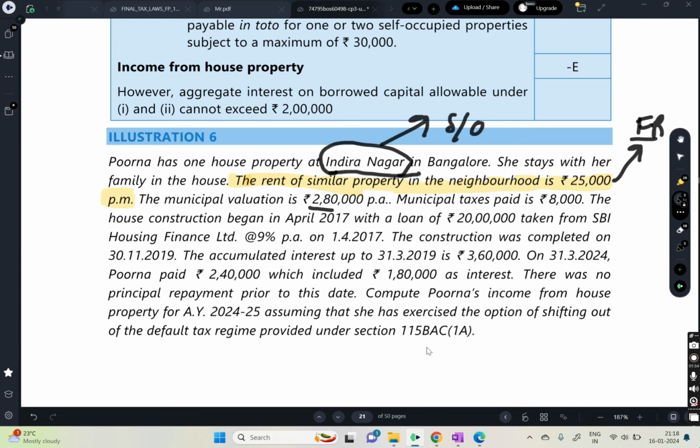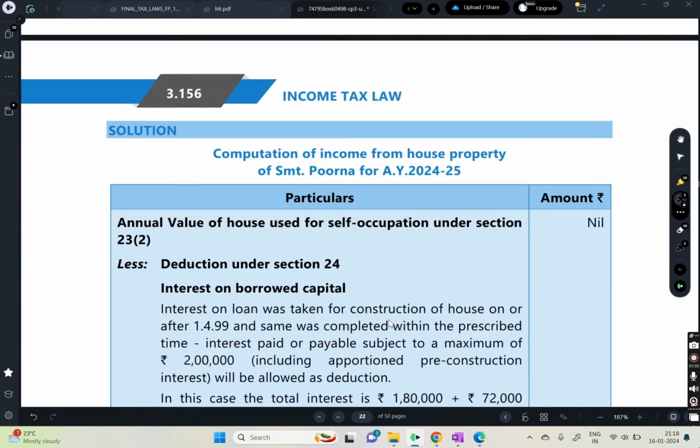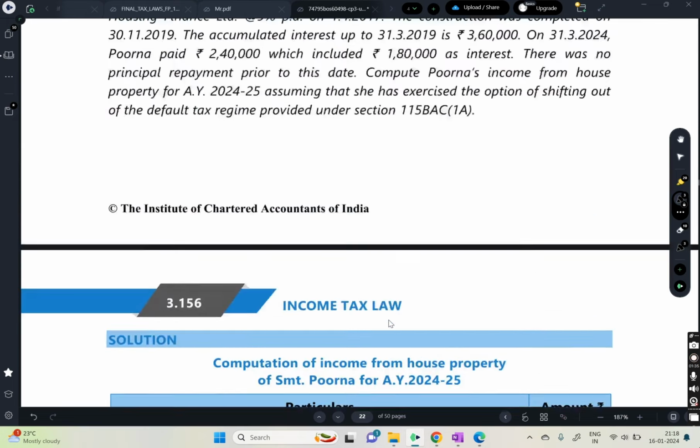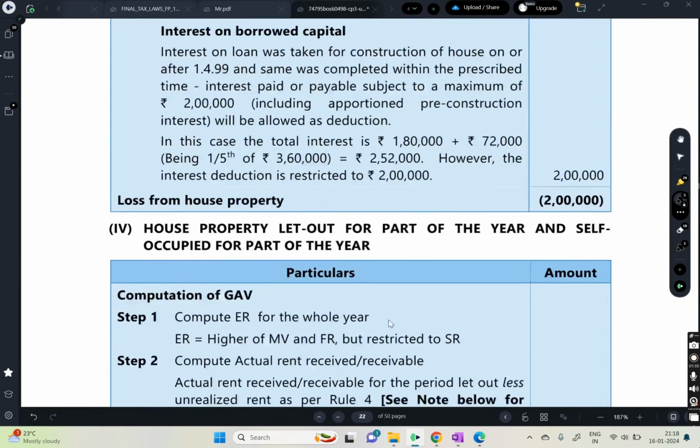Okay, the municipal value they have given, municipal taxes they have given. Now, for self-occupied property, do we claim the municipal taxes? Yes or no? No, sir. No. Good. The house construction began. Okay, wait just a second. Okay, this is pre-construction interest.